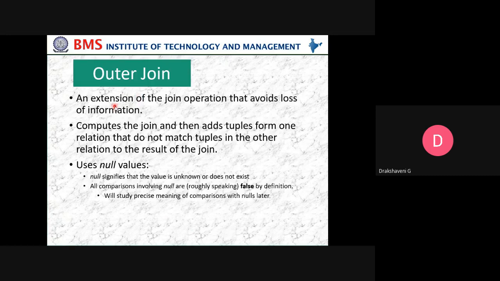Outer join, an extension of the join operation that avoids loss of information, computes the join and then adds tuples from one relation that do not match tuples in another relation to the result of the join. It uses null values. Null signifies that the value is unknown or does not exist. All comparisons involving null are false by definition.